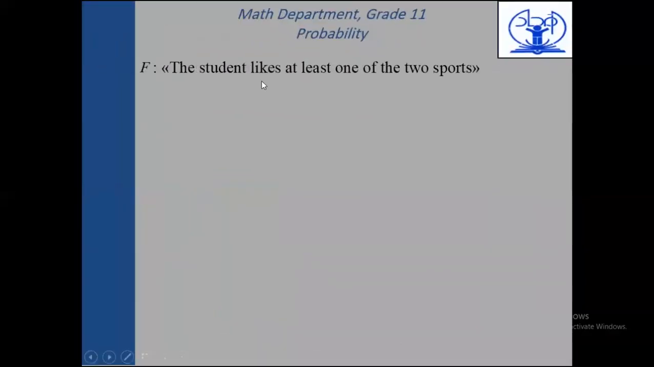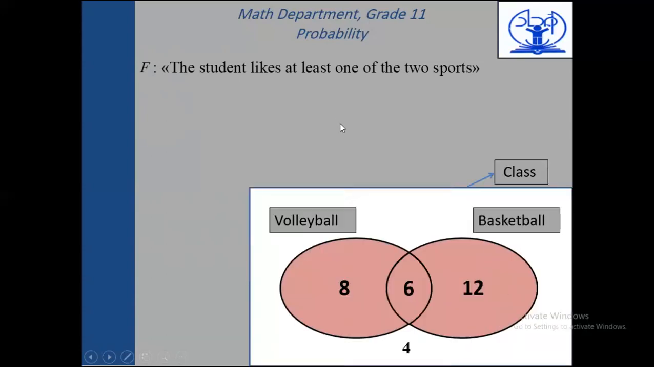Find the probability that the student likes at least one of the 2 sports. As you can remember, the expression "at least" is used to mean "or", the mathematical or in probability, or the union of the 2 sets. And the union is this whole set. So actually we're talking about those students who like only one sport plus those who like 2 sports at the same time. So it's 8 plus 12, which is 20, and those 6, it's 26 over 30, which is 13 over 15.